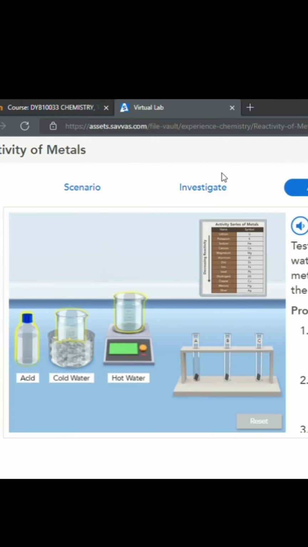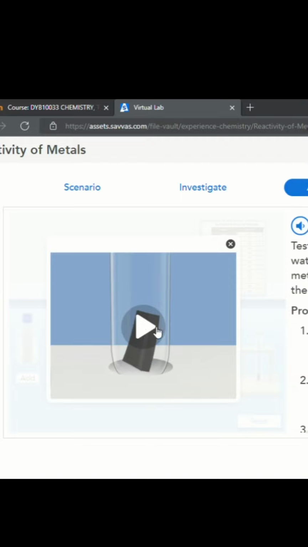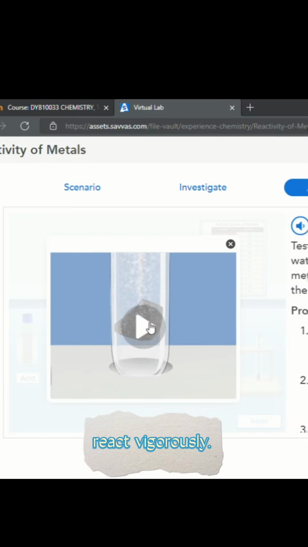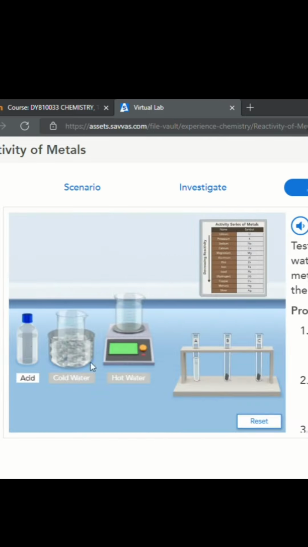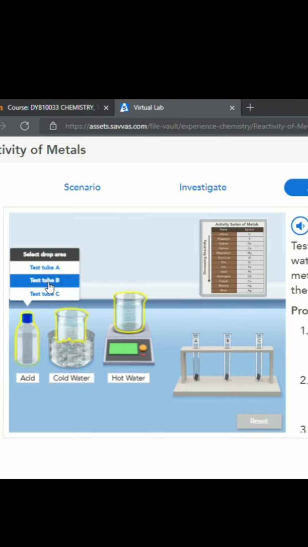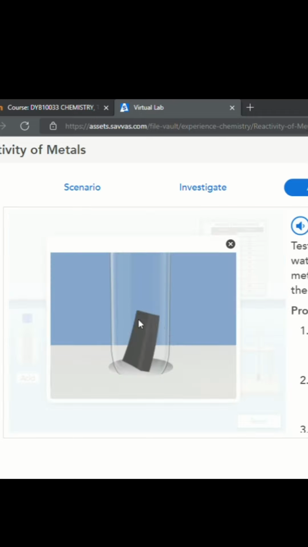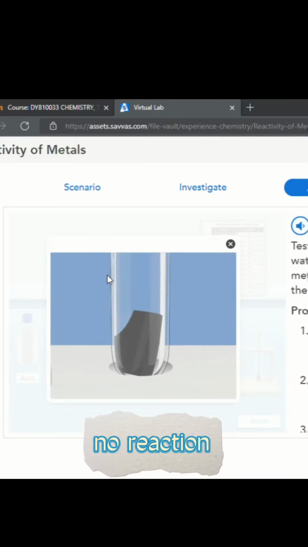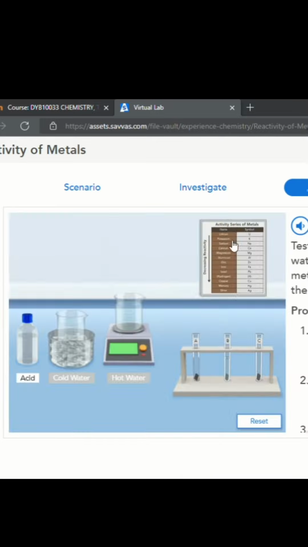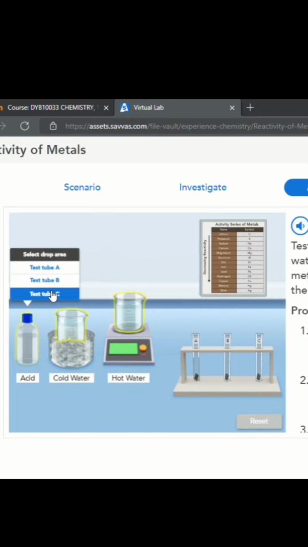For the next experiment, it is about reactivity of metals. Firstly, choose a sheet and choose test tube A. Observe the result and the observation will be recorded in the table. After test tube A is finished, click on the reset button and choose test tube B and record the observation. Next, also click on reset to start a new test tube and choose acid for test tube C.